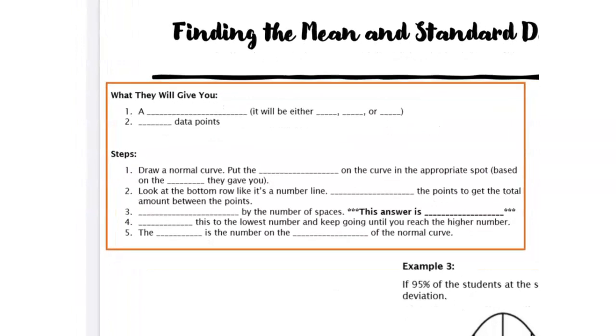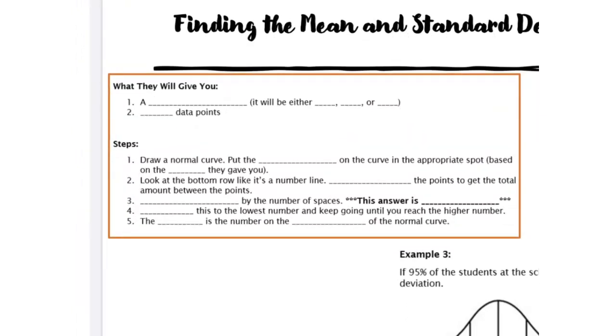So what they'll usually give us, once again, is a percentage. That's the first thing. And that percentage will either be our 68%, our 95%, or our 99.7%. Also, they'll give us two data points. Our steps for figuring this out will be to draw our normal curve. We're going to put the 2 points on the curve in the appropriate spot based on the percent they gave us.